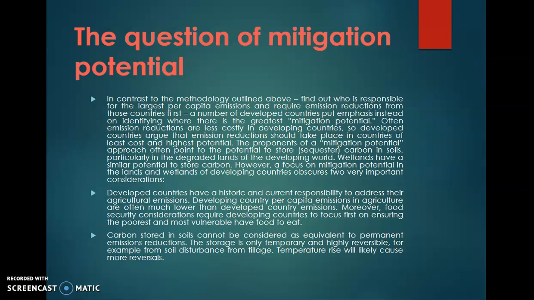The proponents of a mitigation potential approach often point to the potential to store carbon in soils, particularly in the degraded lands of the developing world. Wetlands have a similar potential to store carbon. However, a focus on mitigation potential in the land and wetlands of developing countries obscures two very important considerations. Developed countries have a historic and current responsibility to address their agriculture emissions. Developing country per capita emissions in agriculture are often much lower than developed country emissions. Moreover, food security considerations require developing countries to focus first on ensuring the poorest and most vulnerable have food to eat. Carbon stored in soil cannot be considered as equivalent to permanent emission reductions.